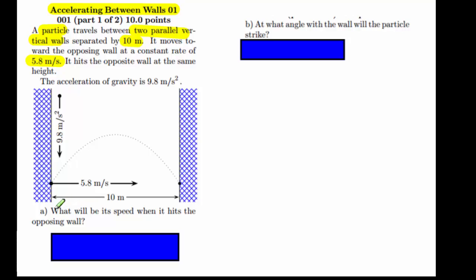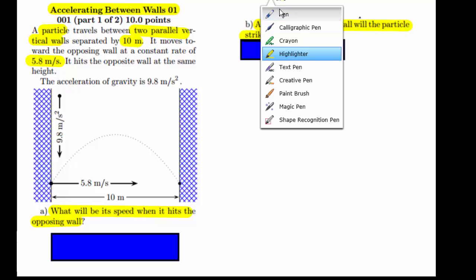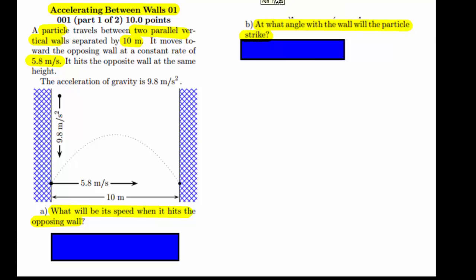What the problem is asking you to do is, what will be the speed when it hits the opposing wall? That's the first question. And the second question is, what angle with the wall will the particle strike? Alright, I'm going to show you how to set up this problem. Here, delta x, your change in displacement along the x direction, is going to be 10 meters.